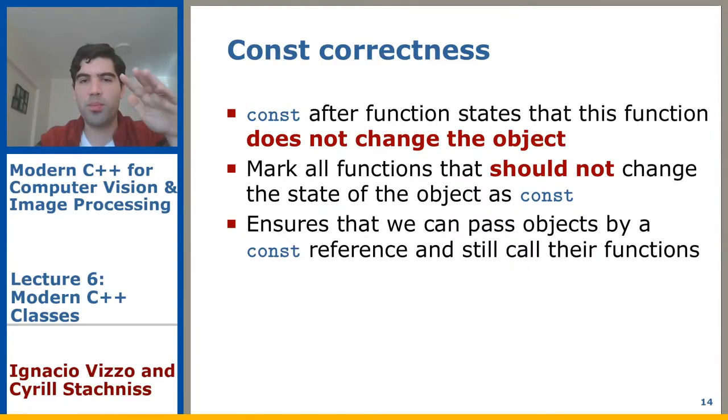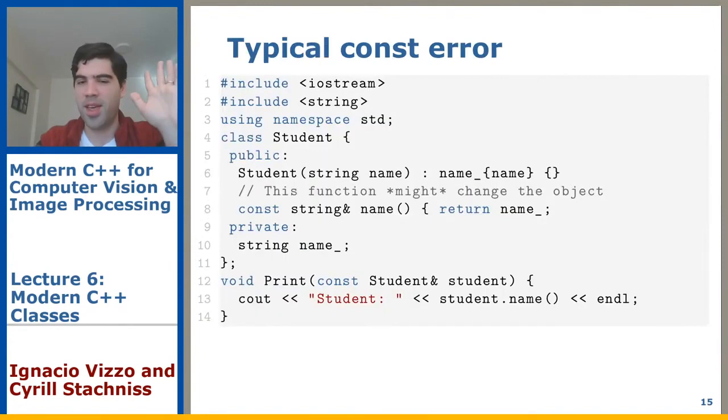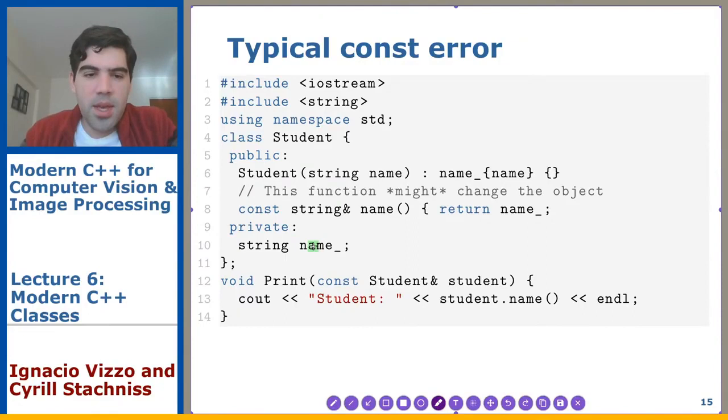You will probably struggle with this with the homeworks. Now it sounds weird, but you will most likely struggle. So this is a typical const error. You have a student class, and then you have one data member that is called name. And then for example, there's a typo here. You will have this getter method, and then you want to access this function, right?